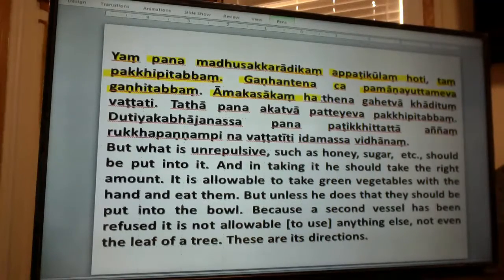Hatena. Hata is a hand. Hatena is with hand. Khadidung. So if you get the green vegetable, you can take it with the hand and eat. It's allowable. There's no need to put it into a container or bowl, because in that place he has only one container, isn't it? Not an extra one, just one container or bowl. So if a person gets green vegetable, taking it with the hand and eating is okay.